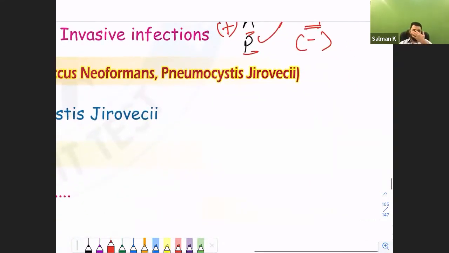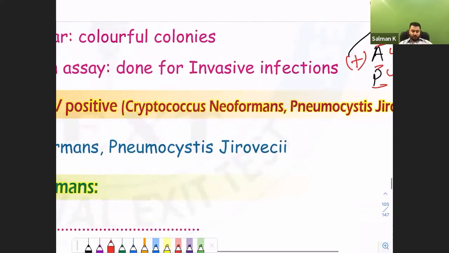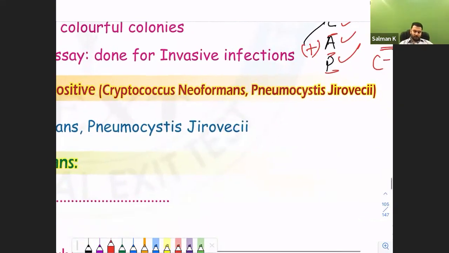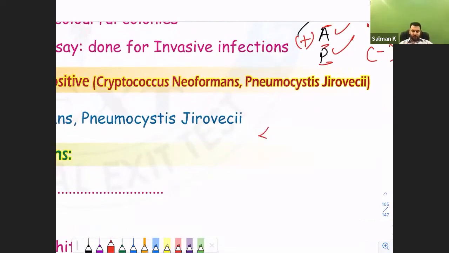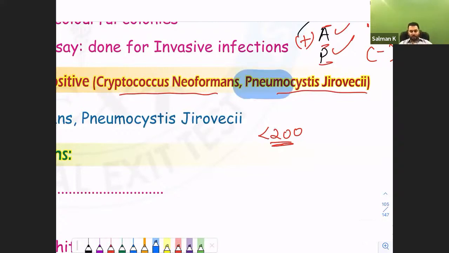Okay. Next, you have these 2 infections that happen in HIV. First of all, learn, what is the CD4 count at which you see this? Less than 200. You see these guys at a CD4 count of less than 200. So know these things. Cryptococcus neoformans, Pneumocystis jirovecii. Pneumo means pneumonia. It causes pneumonia in HIV positive patients, and Cryptococcus causes meningitis in HIV patients. So both of them come when the CD4 count is less than 200, one causing pneumonia, one causing meningitis.